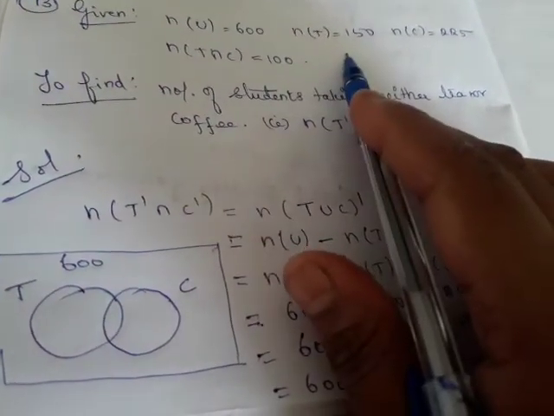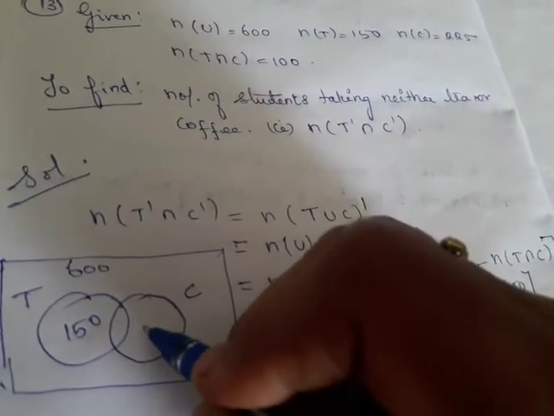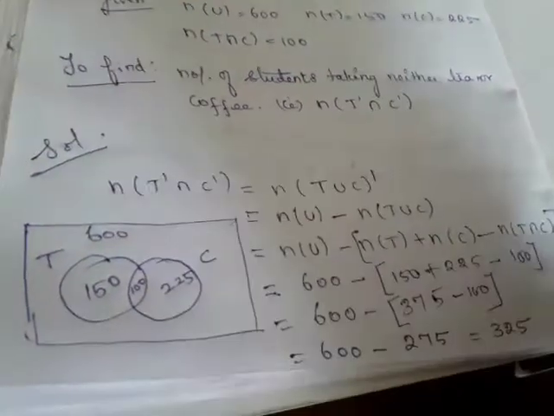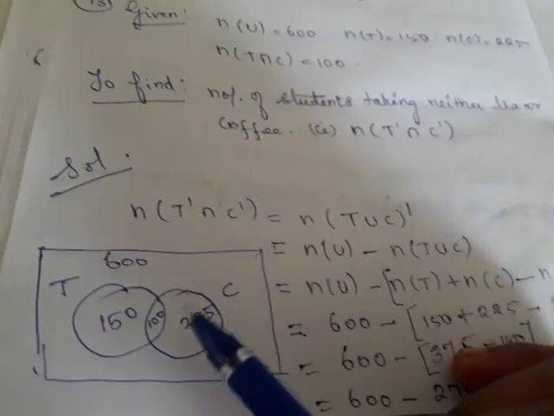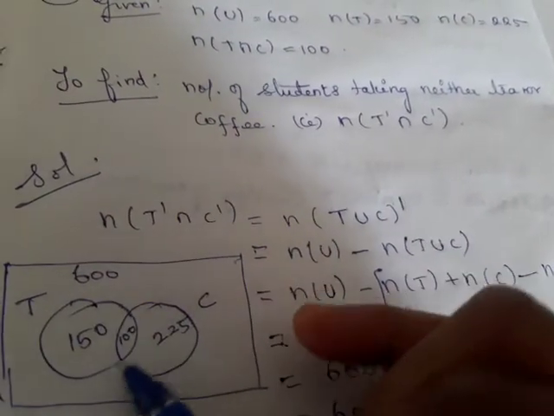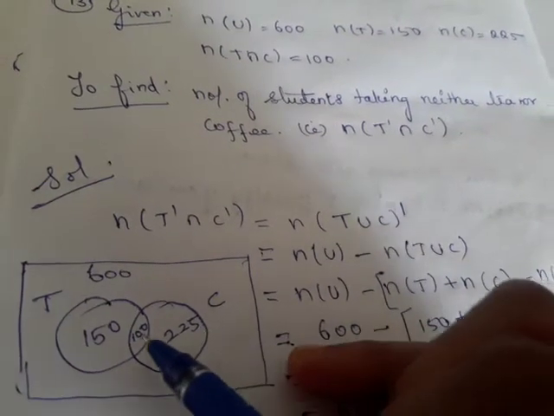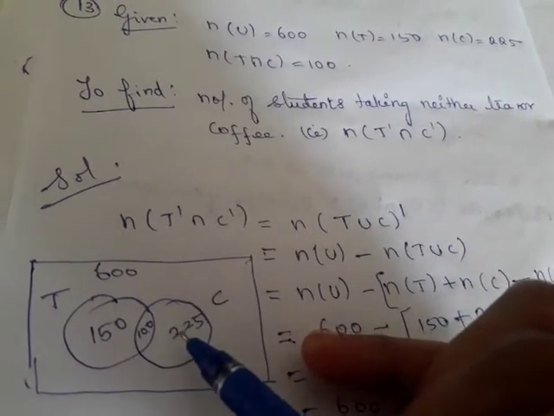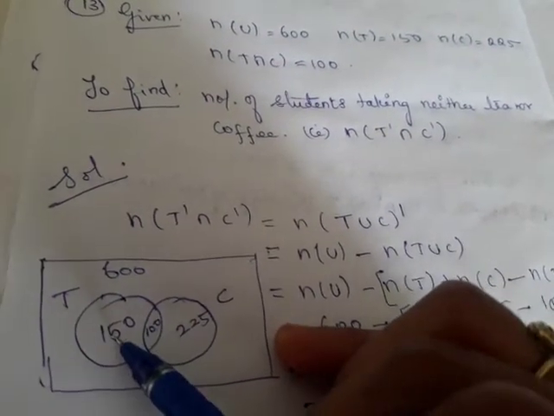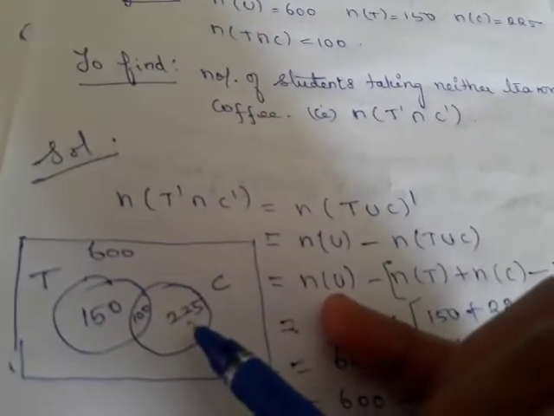Number of students taking tea is 150, so I am going to write 150 here, and n of c is 225, so this is 225. N of t intersection c is 100. But when you are writing numbers like this, you have to be very careful. See, n of t 150, which denotes the entire circle of t, right? This 225 denotes the entire circle of c, which means this 100 is also included in 225. This 100 is also included in 150. This intersection part is also included in 150. This intersection of tea and coffee is also included in 225.